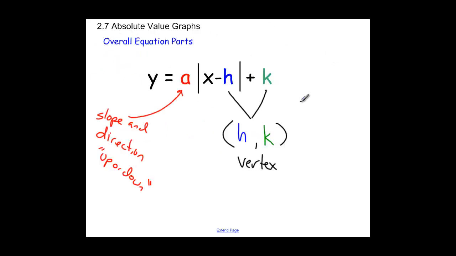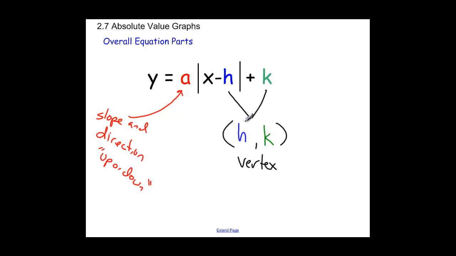So this is kind of putting it all together. We talked about the parent graph being absolute value x. Once you see these absolute value bars, you know it's a V-shaped graph. Then we move it up or down based on the outside number, and left or right, opposite, based on the inside number. Notice the h and the k here designate the starting point: where do we start left and right, and where do we start up and down?